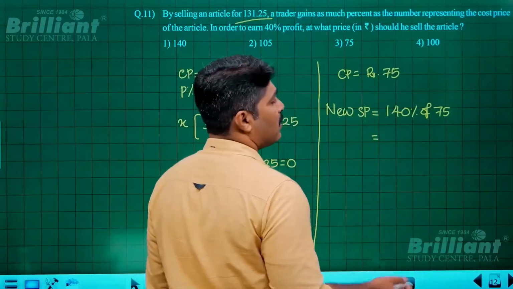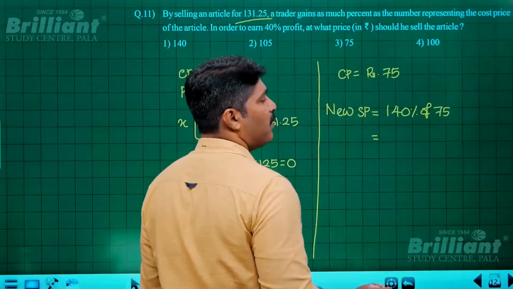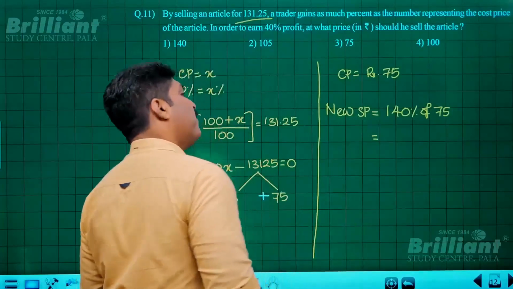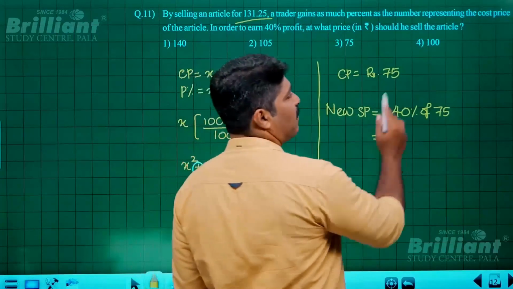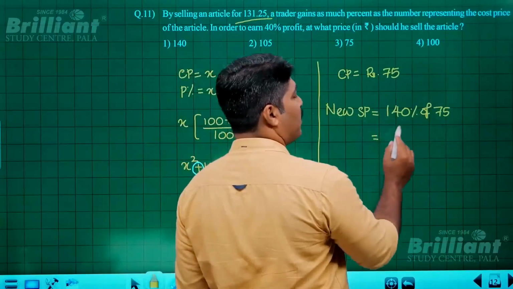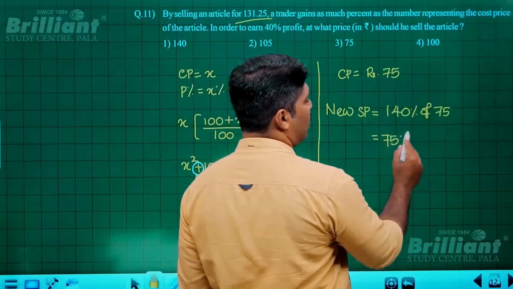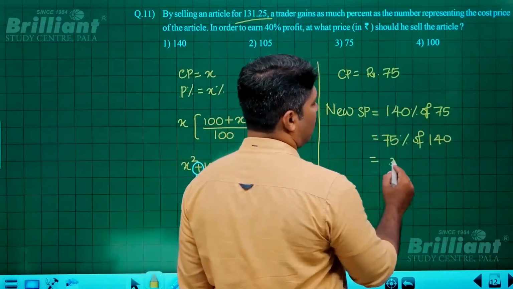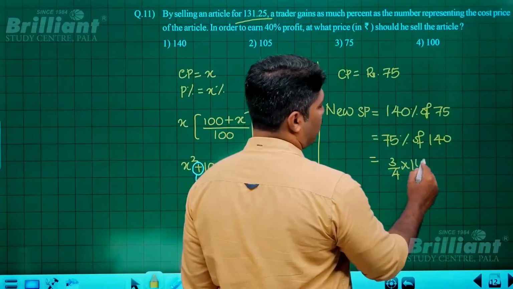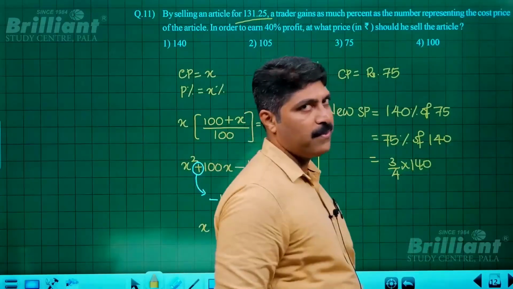So that is 100% of 75 itself. And what is 3/4 of 40? Like that also we can do. So this we can write in the reverse order also. 140% of 75 is the same as 75% of 140. Both are the same. So this is 3/4 of 140. Correct? Like that also we can find out.